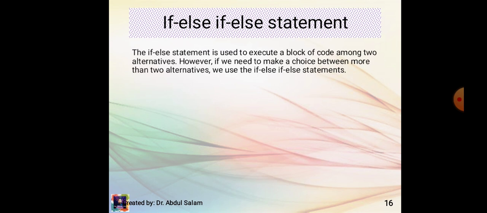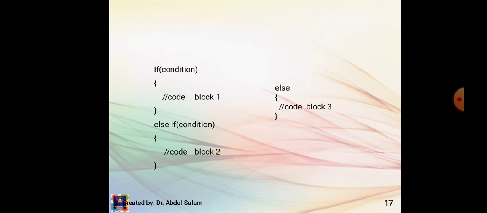If else if statement. The if else statement is used to execute a block of code among two alternatives. However, if we need to make a choice between more than two alternatives, we use the if else if statement. If, then condition, code block 1, then else if condition, code block 2, and then else, block 3.